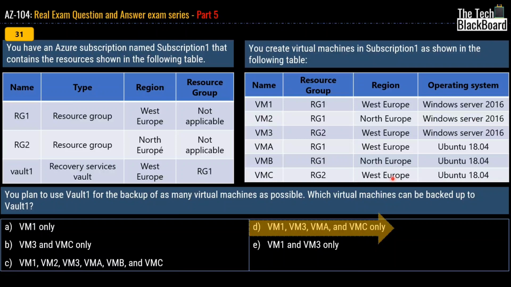That implies that when you have to take a backup using Azure Recovery Services Vault, both the Azure Recovery Services Vault and the virtual machines should always be in the same Azure region. And we saw that the Azure Recovery Services Vault is in West Europe, and only those virtual machines that reside in West Europe can be backed up using this Azure service. And that's the reason that we have chosen VM1, 3, A and C.